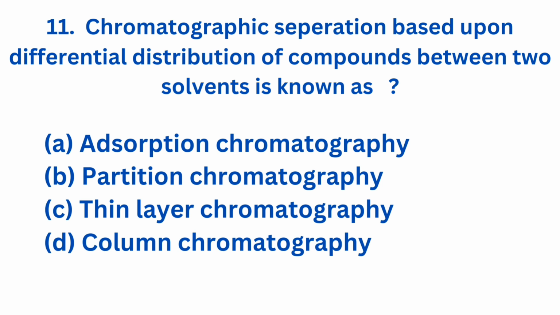Question number 11. Chromatographic separation based upon differential distribution of compounds between two solvents is known as option A, adsorption chromatography, option B, partition chromatography, option C, thin layer chromatography, and option D, column chromatography. Which of the following types of chromatography is based on differential distribution of compounds between two solvents? The right answer is partition chromatography.